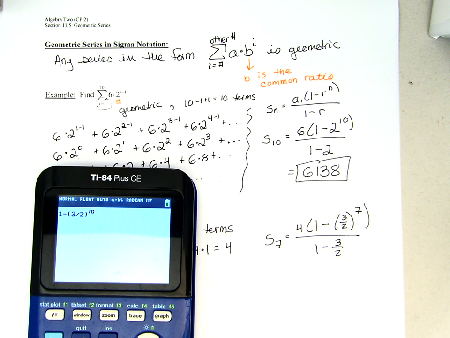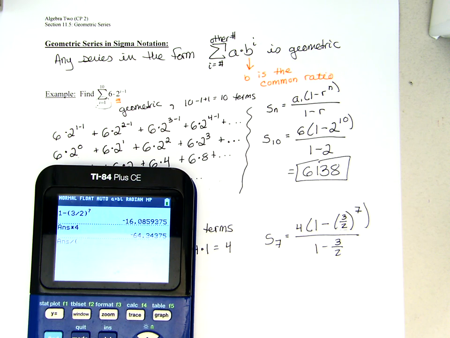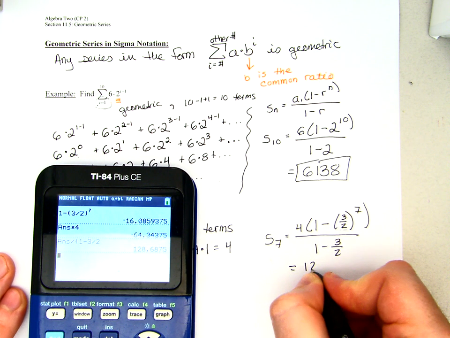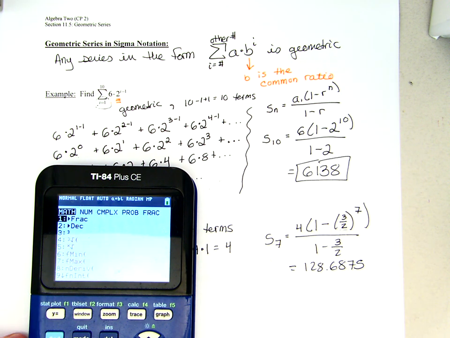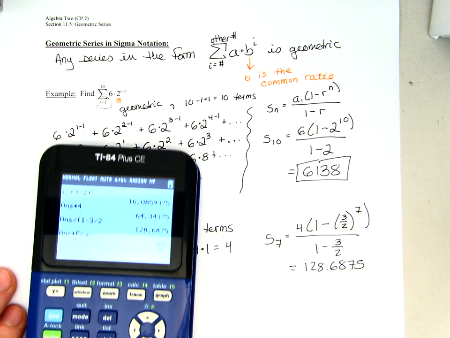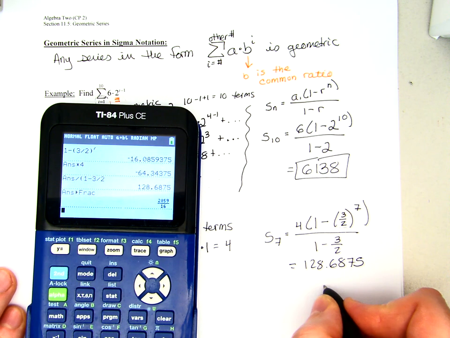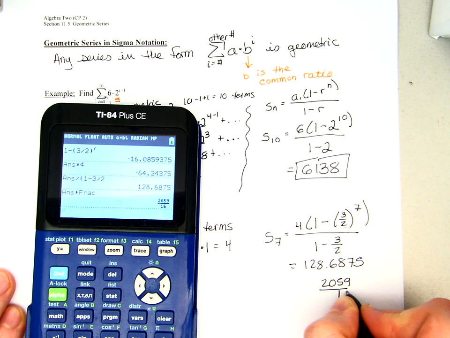1 minus 3 halves to the 7th. I'm going to multiply by 4. I'm going to divide by, in parentheses, 1 minus 3 halves, and I'm getting 128.6875. When I do math, enter, enter, or just the convert to fraction button, you should get 2,059 over 16.